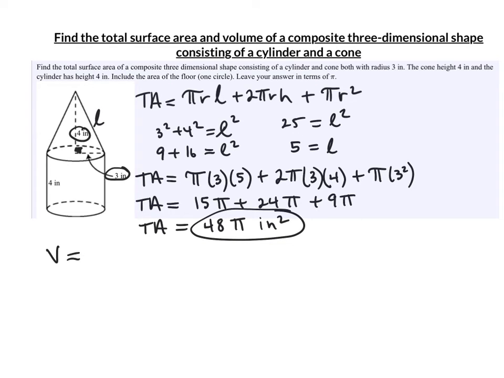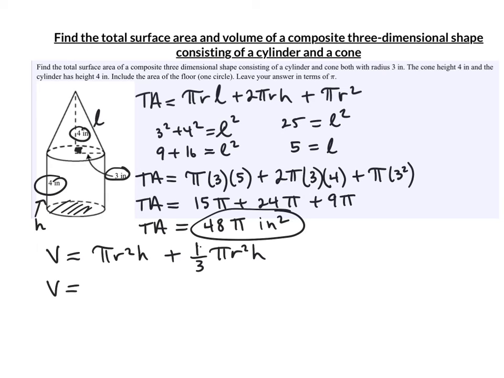The volume is the volume of the cylinder plus the volume of a cone. The volume of a cylinder is the area of the base, which is a circle, pi r squared, times the height. Oh, that's not the height. That's the height. Pi r squared h, plus, remember that a cone is a third of a cylinder. That's 1/3 pi r squared h. 1/3 of a cylinder with the same radius and height.